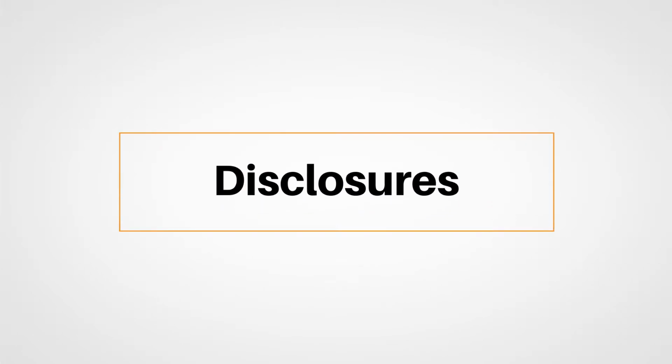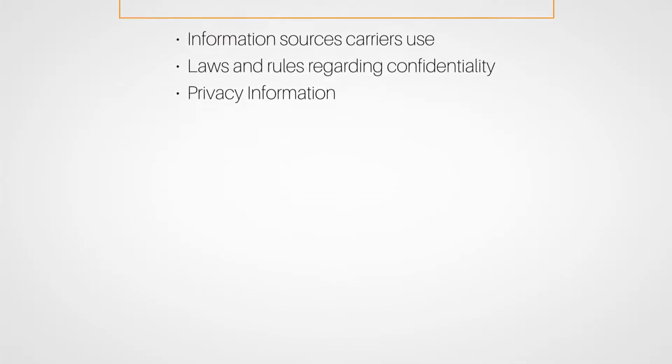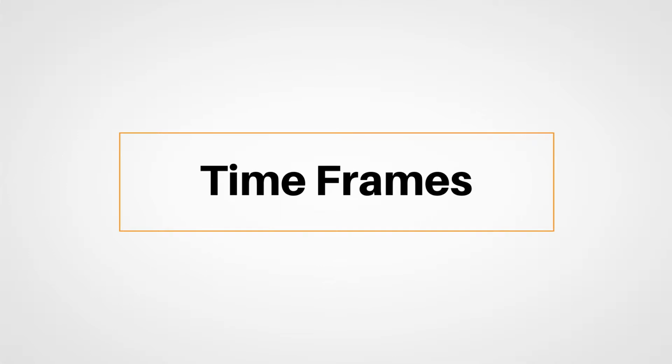This lesson covered the application and information that needs to be on it, as well as the possible consequences of submitting an incomplete application. We studied disclosures and the importance of explaining things to applicants. This might include information sources that carriers use, laws and rules regarding confidentiality and privacy information. Pay attention to timeframes linked to legislation like the Fair Credit Reporting Act. You might be asked to explain them to a customer.